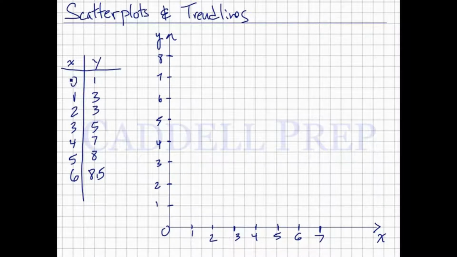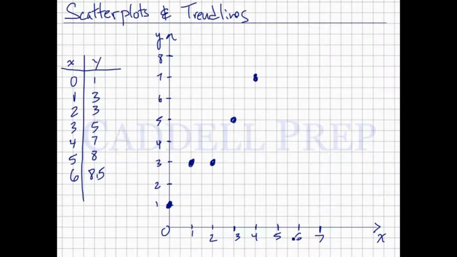So in this case, for example, when x is 0, y is 1. So we could just plot that point. Then when x is 1, y is 3. When x is 2, y is still 3. When x is 3, we have that y is 5. When x is 4, y is 7.